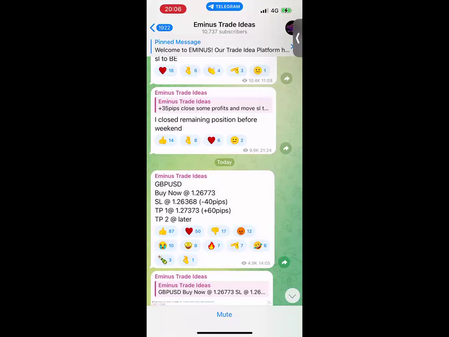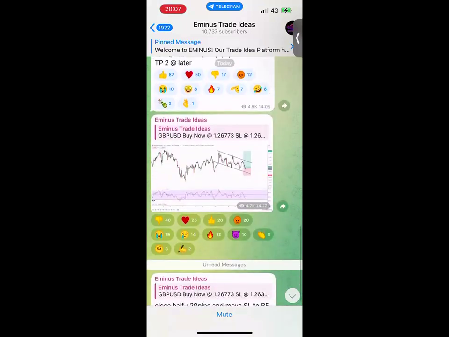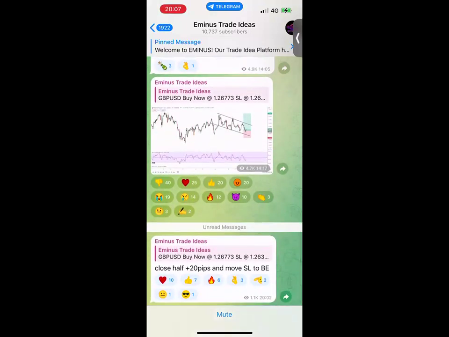They said buy now at 1.26673. Where we bought is definitely not 1.268, because how do I know? The trade has already done 20 plus pips. Scroll down. Yes, look at it. They're giving us updates on the trade they called, right?